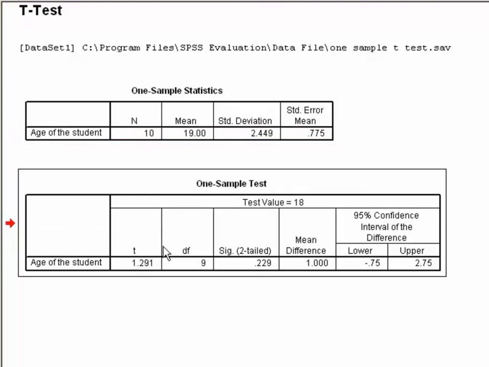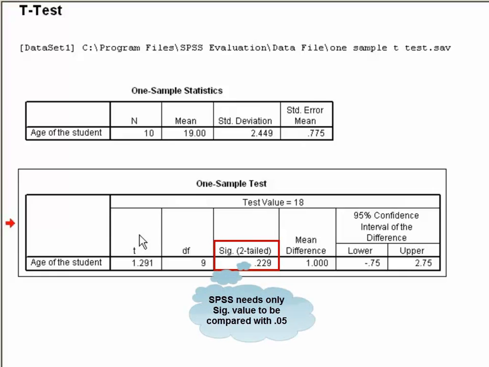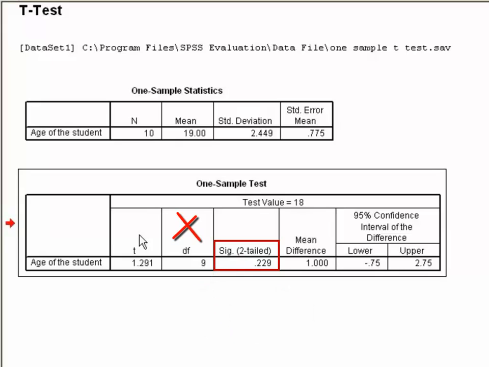Let's see the second table, One Sample Test. Here, the test value is 18, t equal to 1.291, degrees of freedom df equal to n-1, which is equal to 9, sig value is 0.229, and this is a two-tailed test with 95% confidence interval. For testing the hypothesis, SPSS needs only the sig value to be compared with 0.05. It does not require any other things like degrees of freedom, confidence interval, etc.